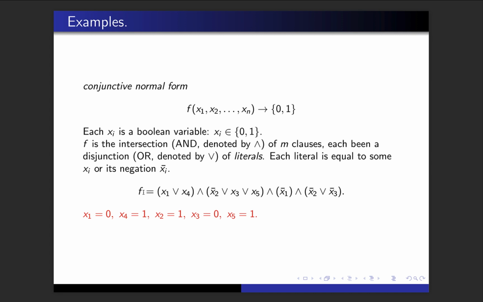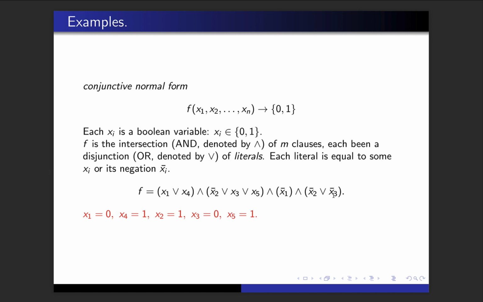The formula f is taking variables from x1 up to x5. It's the intersection of 4 clauses, which are the parentheses that you see here, and each of those parentheses is written as the disjunction of literals that are made of the variables. The very first clause is x1 or x4. The second one is the negation of x2 or x3 or x5. The third one is the negation of x1, and the last one is the negation of x2 or the negation of x3.